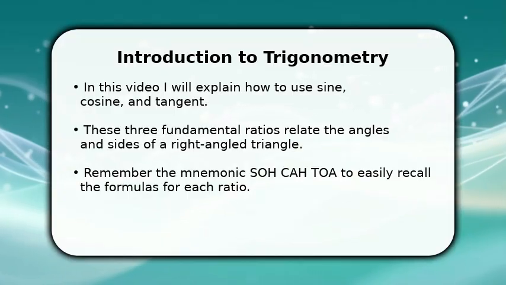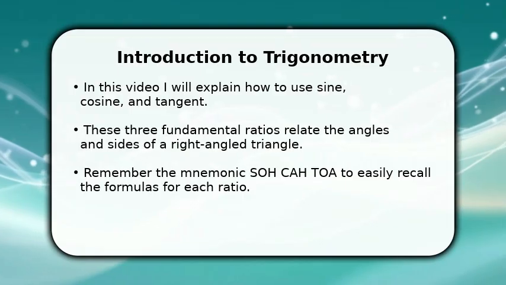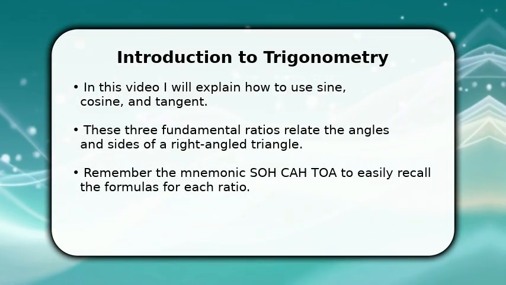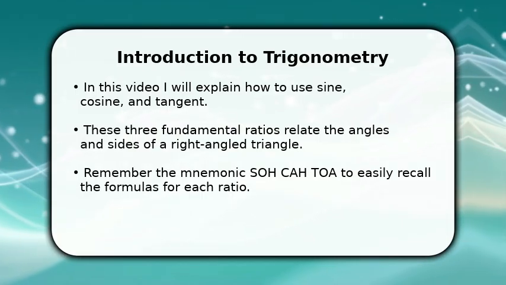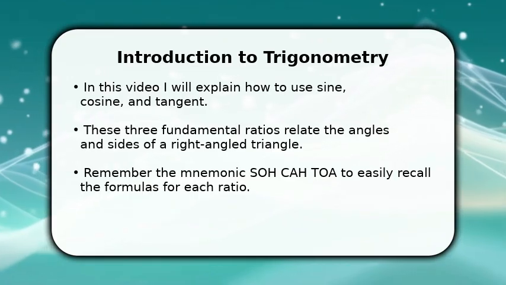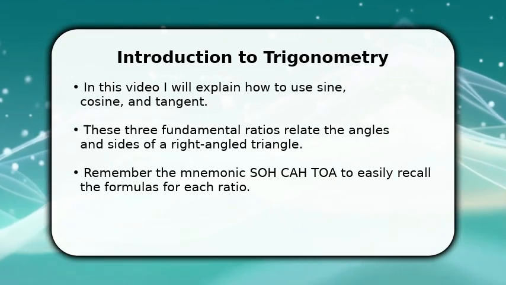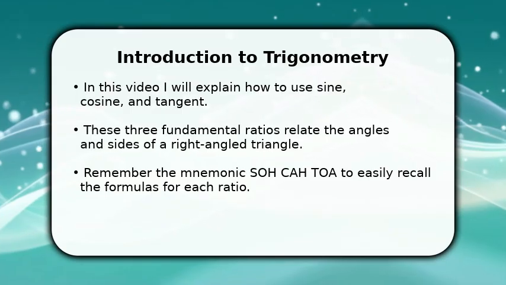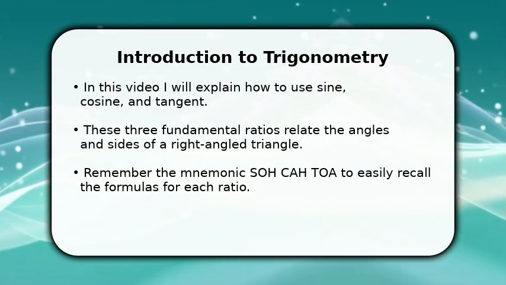Hello everyone. In this video, I will explain how to use sine, cosine, and tangent, step by step. These are the three basic trigonometric ratios that help us understand the relationships between the angles and sides of any right-angled triangle. To make it simple, we'll use a helpful mnemonic, SOH CAH TOA. This easy phrase will guide you through remembering each ratio.